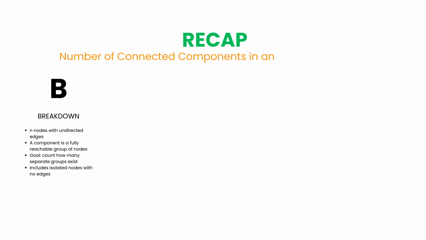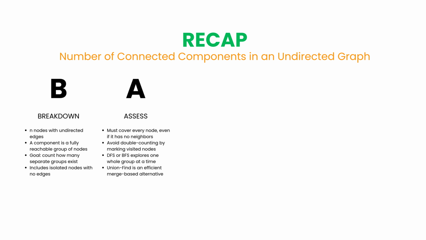We're given n nodes and undirected edges, and we want to count how many separate groups exist. A connected component is simply a set of nodes where every node can reach every other node in that group. And yes, this includes isolated nodes that have no edges at all, because those still count as their own component. The core challenge is making sure we cover every node, even the ones with no neighbors, without double counting anything. That's why we rely on a visited tracker. Once a node is part of a discovered group, it shouldn't be processed again.